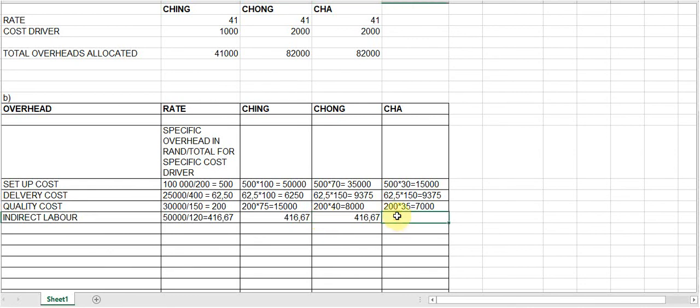416.67. Again, in these instances, you need to have proper rounding instructions. If there are no rounding instructions and you are doing an online test, then you know that there is no rounding, that it works out precisely, for example, with the 200 or the 500 Rand.